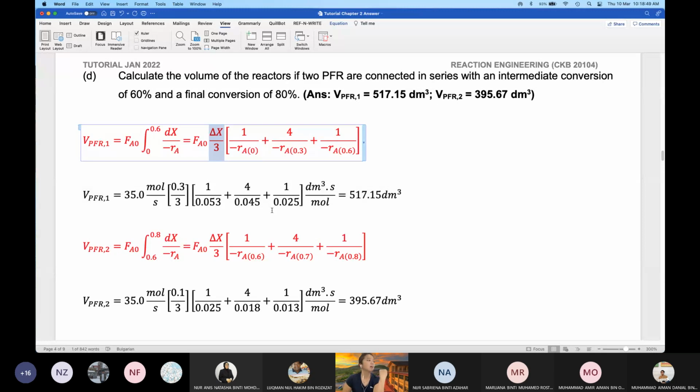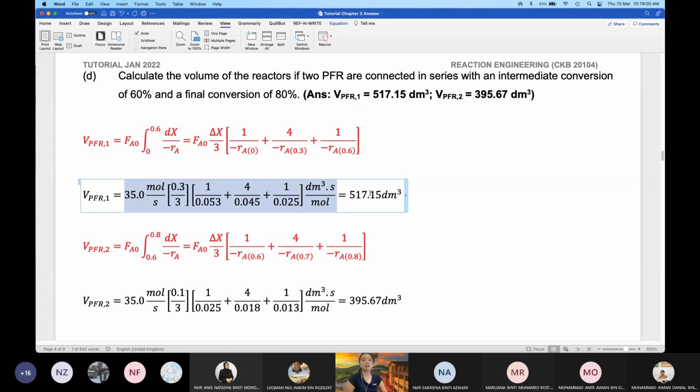At 0.6, minus RA 0.025. You calculate these, you will get ultimately the volume as 517.15 dm³. Okay, so that's the final answer for the volume of the first PFR.